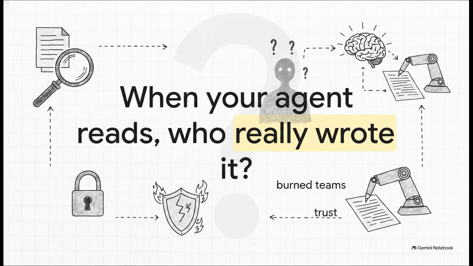And that leaves us with this final critical thought. The development teams that are going to get burned by agent baiting are the ones who just blindly trust their agents, assuming they're just reading or just summarizing. So I highly encourage you to take a hard look at your own systems today and ask yourself, when your agent is just reading, who really wrote what it's reading?